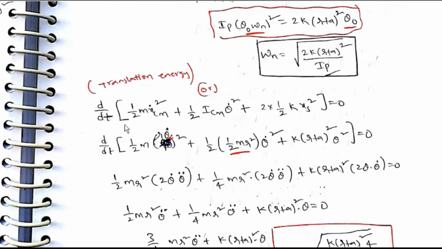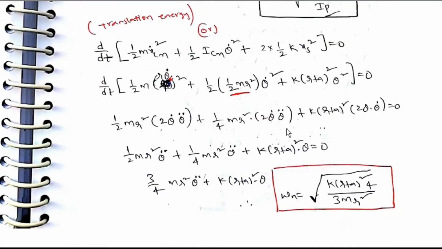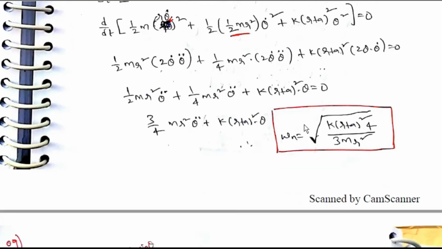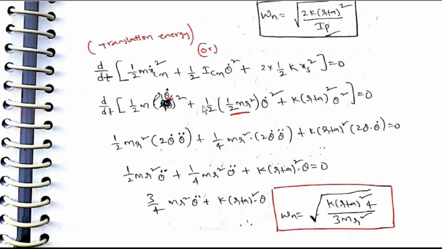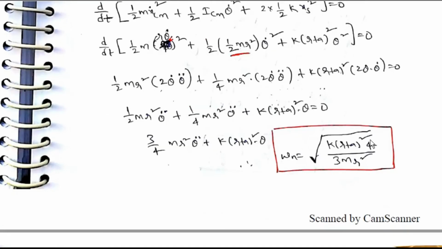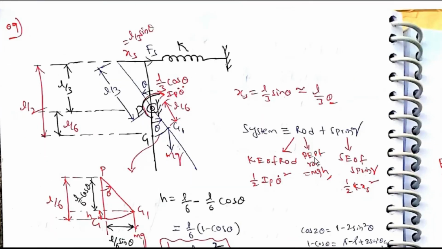Translational energy: d by dt of half m x dot cm square plus half I cm theta dot square plus 2 into half k x square is equal to 0. Omega n is equal to, finally, omega cm. ICM is half mr square. Omega cm is equal to root of k (r plus a) whole square into 4 by 3 mr square.